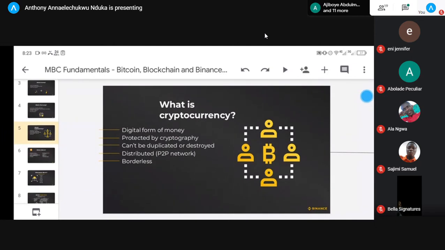That's what P2P means. So it is distributed in the sense that nobody is holding the whole thing. You are holding, I am holding, and once we make a transaction, it goes directly to you or directly to me. That's what it means.